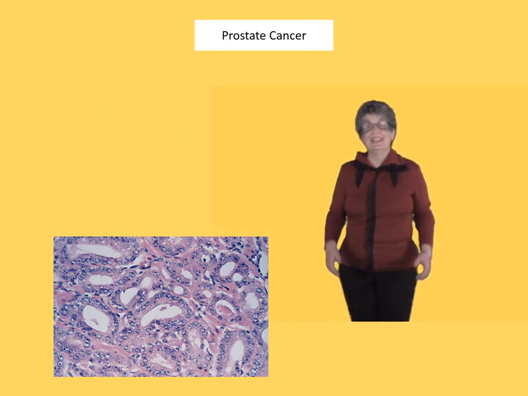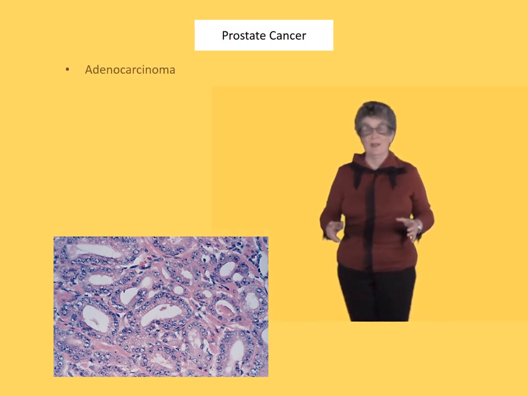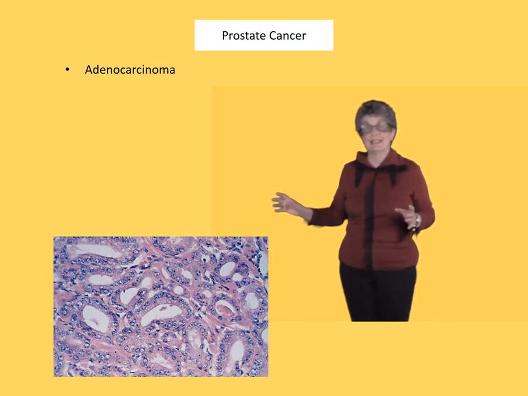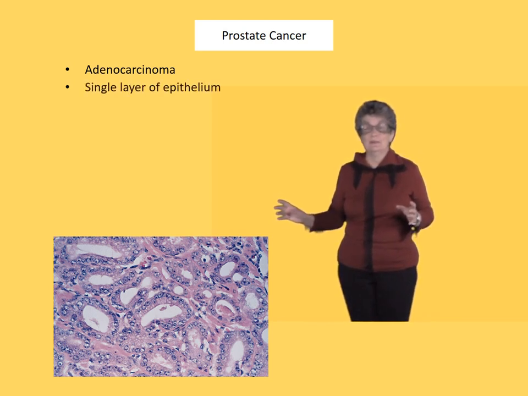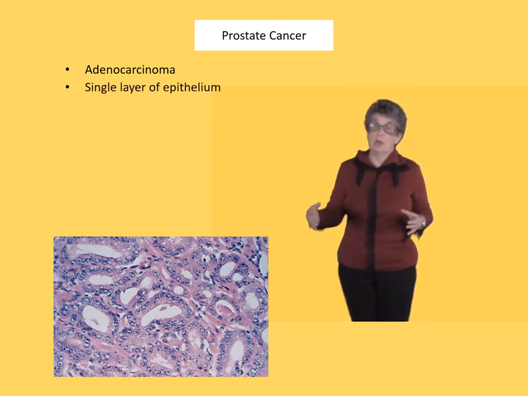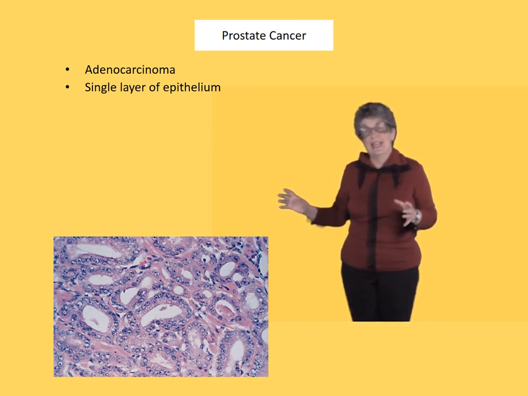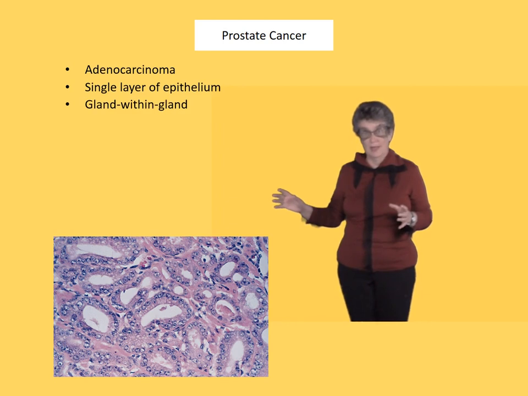Prostate cancer is an adenocarcinoma. This means that it's made of glands, and here on the right hand side we can see a picture of prostatic cancer. It's made of numerous glands pushed together, lined by a single layer of epithelium. The patterns it forms can be quite complex. This has got a gland-in-gland or cribriform appearance.